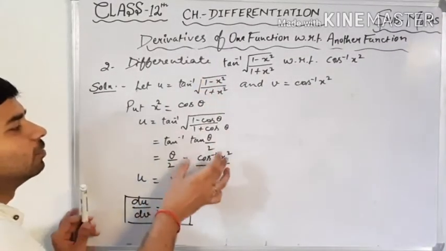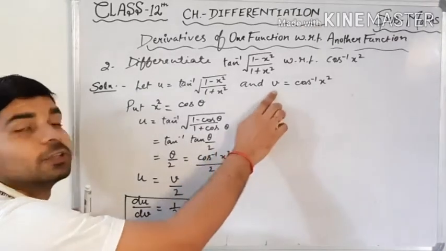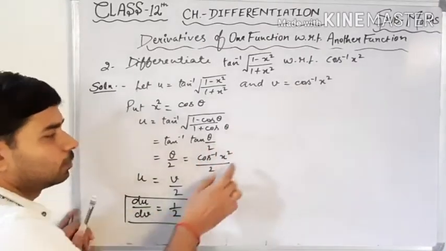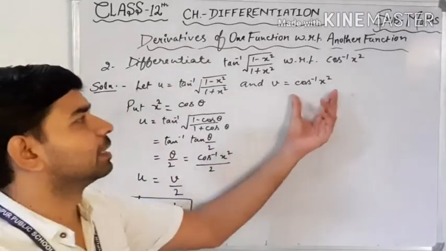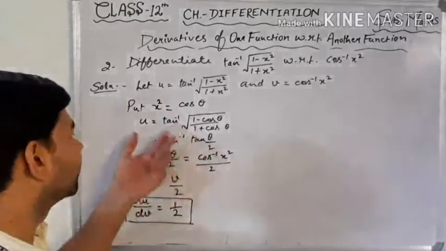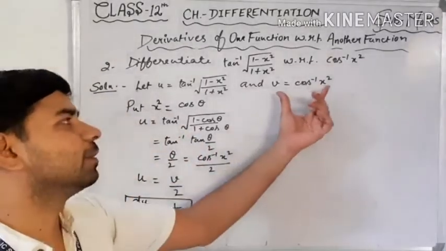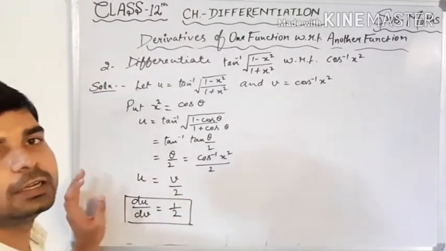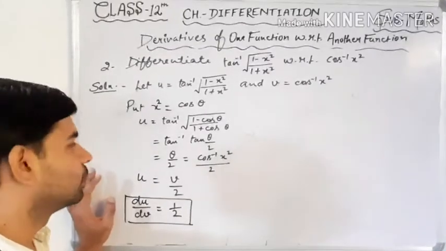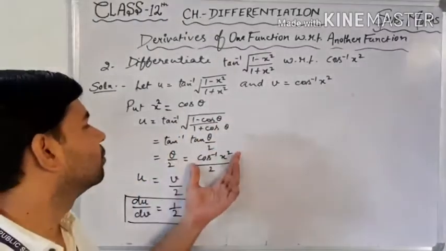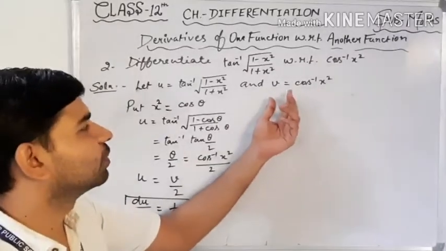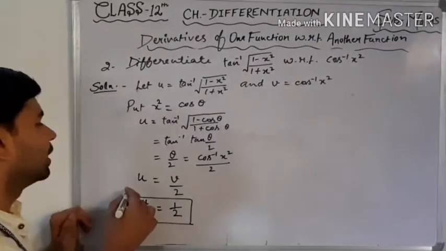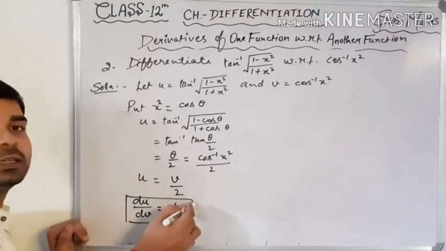When we solve u, we get a term which is equal to v, so we put v in place of this term. If it is not the same as v, then first we will differentiate u with respect to x, then differentiate v with respect to x, divide both the answers and get du over dv. But if on solving u you get any term which is equal to v, then put v in place of that term and directly differentiate u with respect to v and you get the answer.